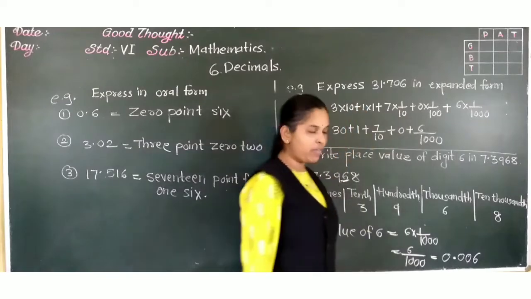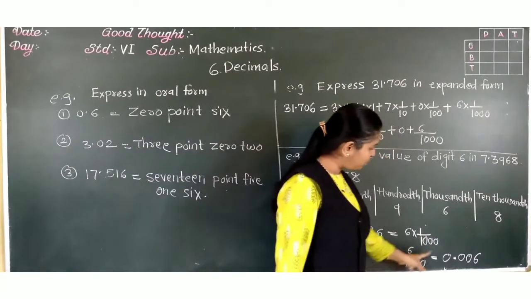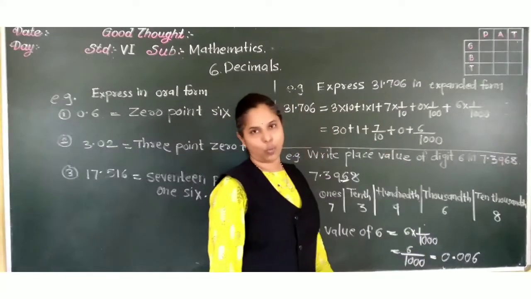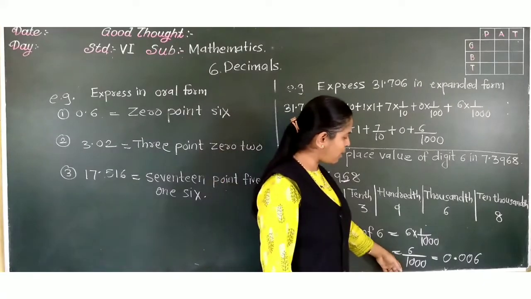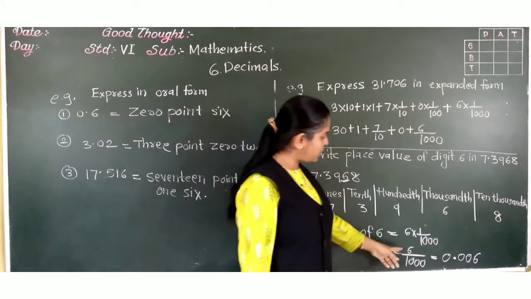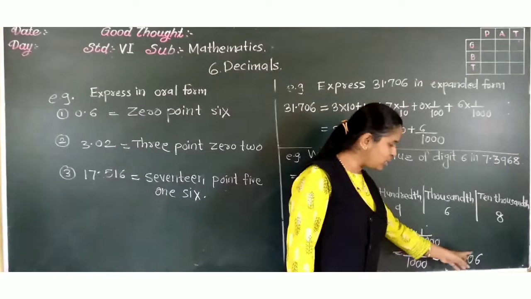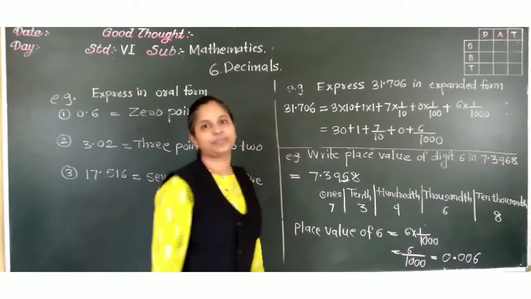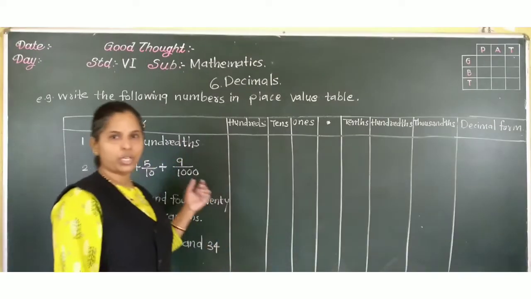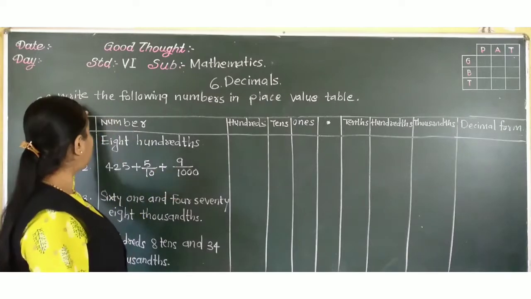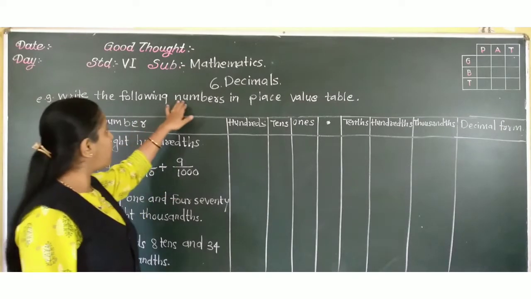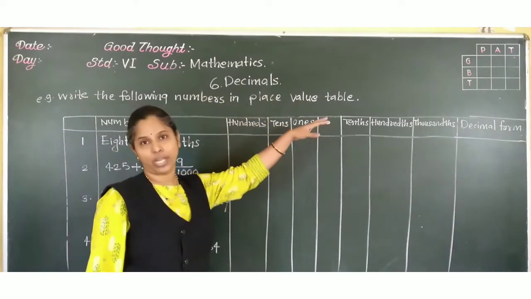Okay. In this way we can write this by using the decimal point also. Okay. So this is the place value of 6. 6 upon 1000 or 0.006. Now next type of question they may ask in exam is write the following numbers in place value table.